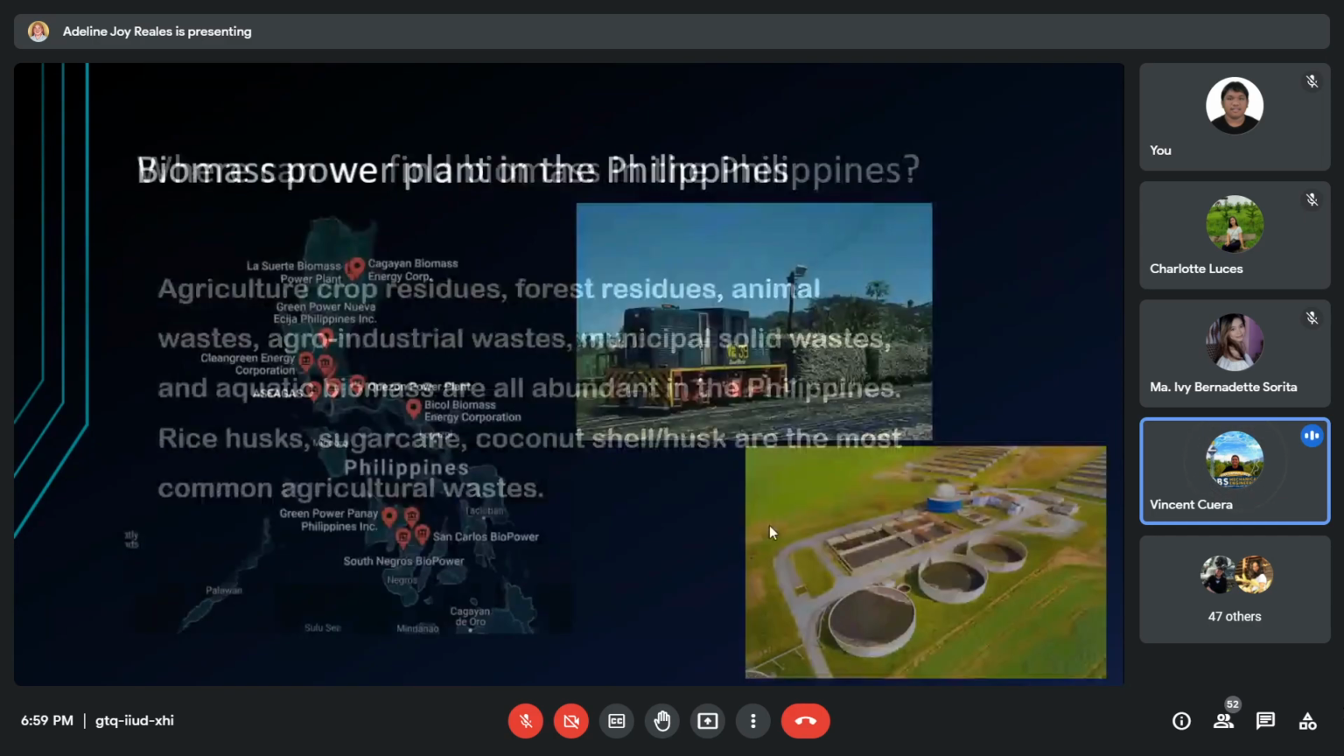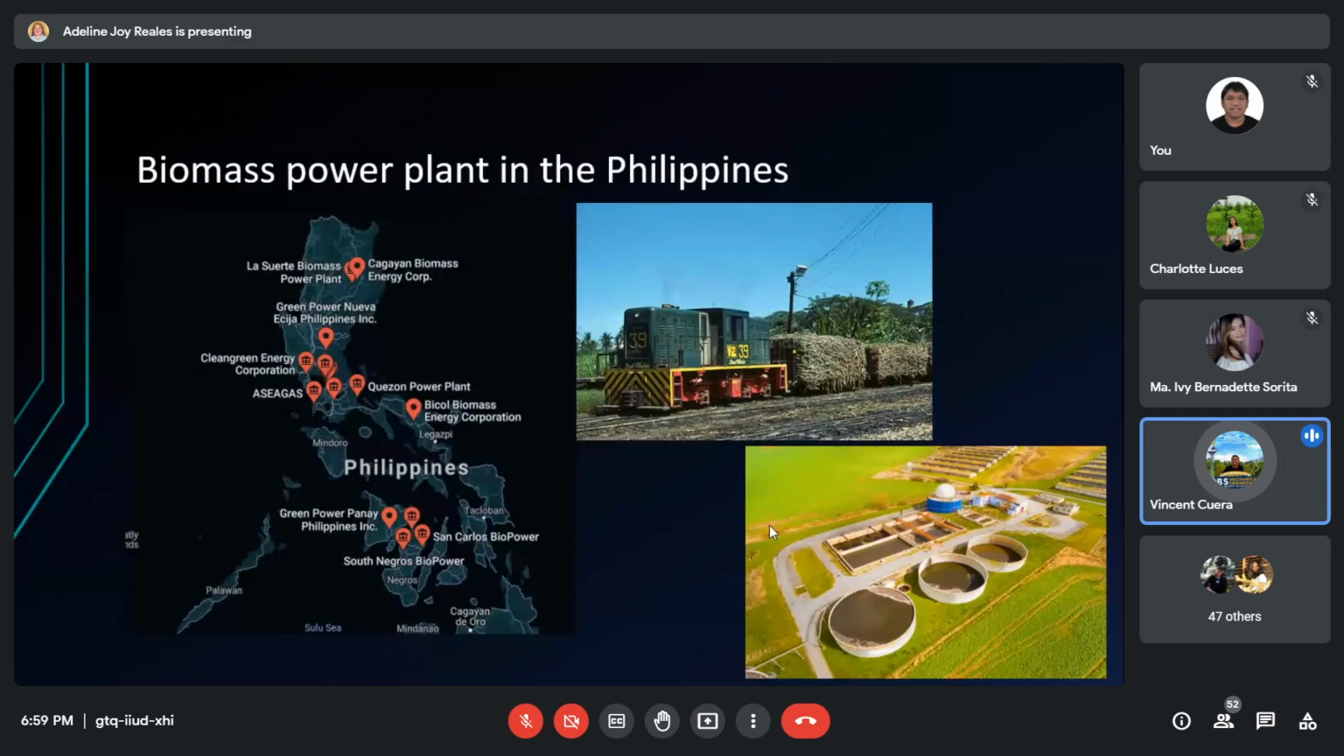Next po. So these are the known biomass power plants in the Philippines. So Asea Gas Corporation in Lian, Batangas produces 8.8 megawatts. The second is San Carlos Biopower in San Carlos, Negros Occidental that produces 19.9 megawatts. The Isabela Biomass Energy Corporation in Alicia, Isabela produces 18 megawatts. And the Isaiah One Power in Aklan, Panay that produces 42 megawatts.